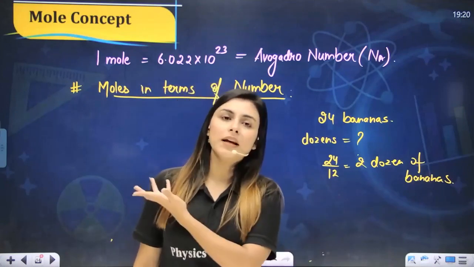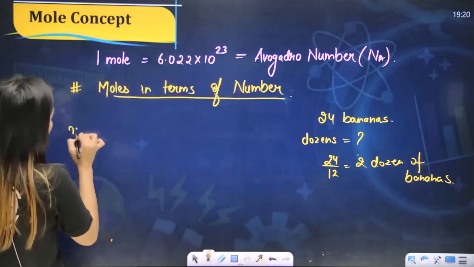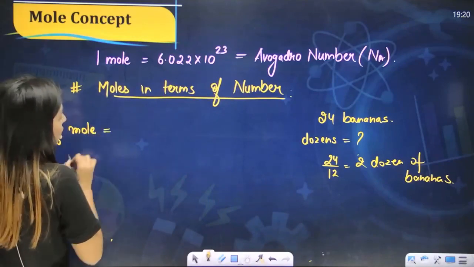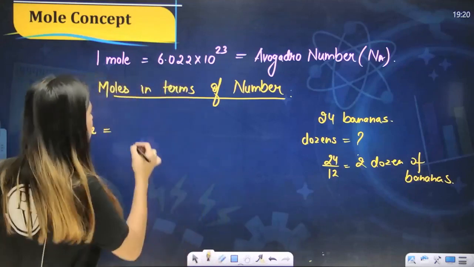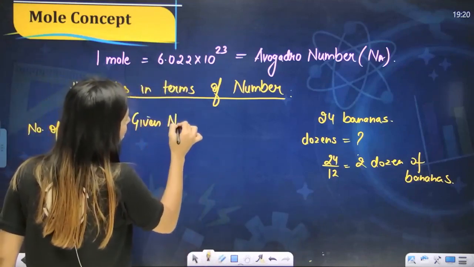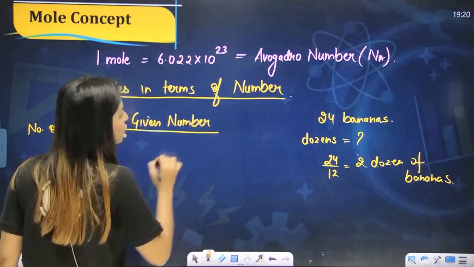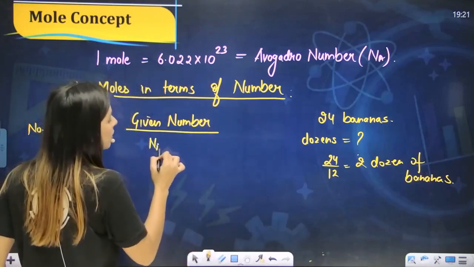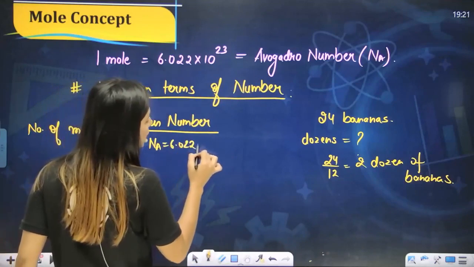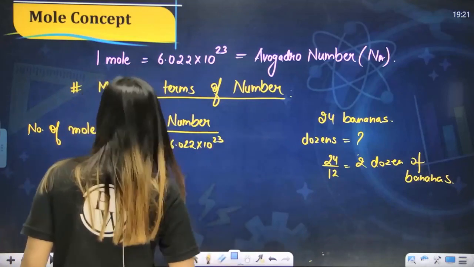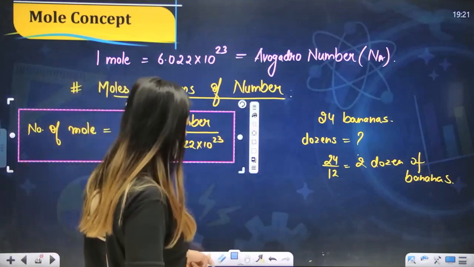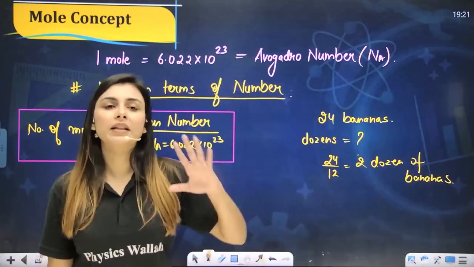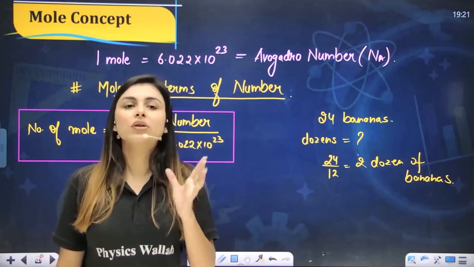The same formula you have to apply here. How can you calculate the number of moles? Whatever number I am giving you, that means the given number, you have to divide by the reference value, which is 1 mole. 1 mole is Avogadro number, which means 6.022 into 10 raised to the power 23. So if any time you are given the number of particles and you have to calculate the moles in terms of number of particles, you just divide that number by the Avogadro number. That is the reference value. You will get the number of moles.